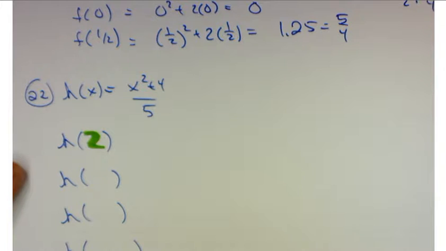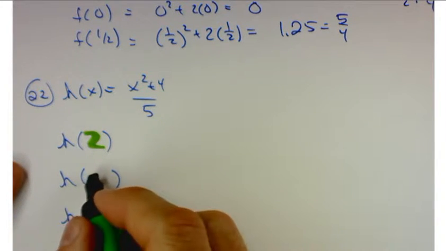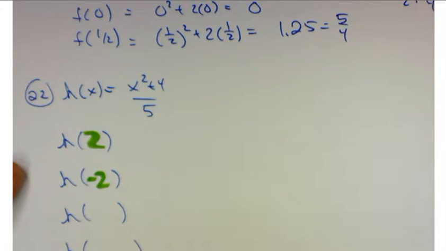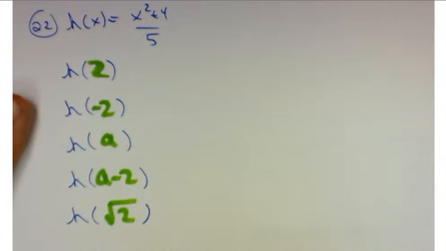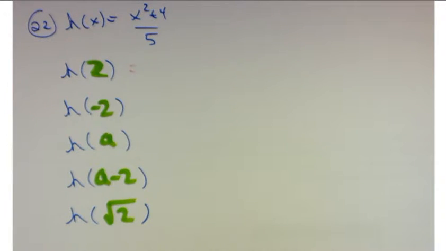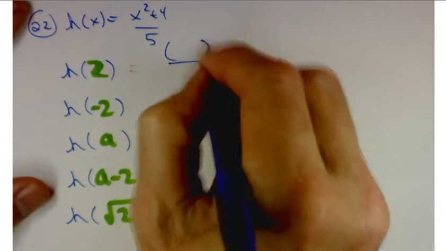Let's do something a little bit different just because it's going to be the same as h of 2 if we don't. Well, you know what? We'll do h of negative 2. Why not? H of a minus 2, and h of square root of 2. So those are the 5 function values that we're asked to find. In each of these cases, you've got to go up into the function and replace that x by whatever I have here highlighted in green.